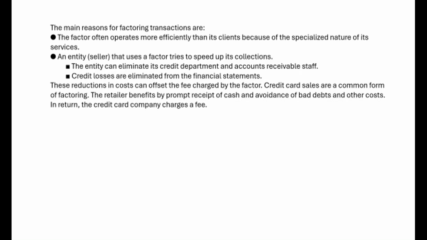Credit card sales are a common form of factoring. The retailer benefits by prompt receipt of cash and avoidance of bad debts and other costs. In return, the credit card company charges the fee.